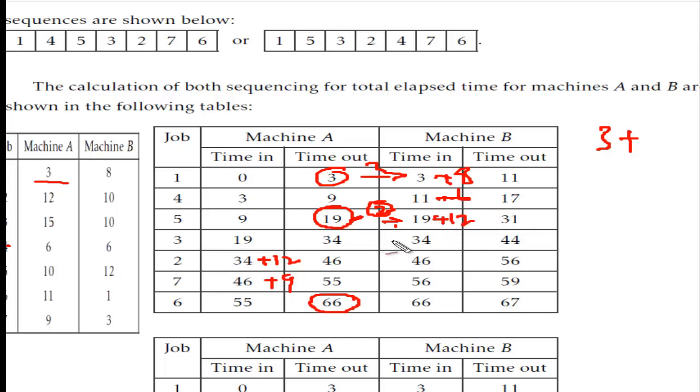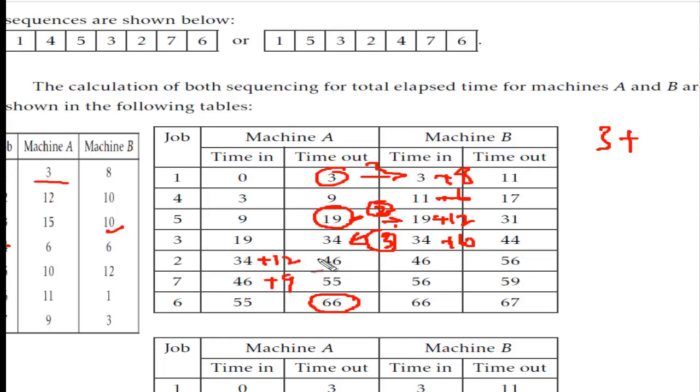So at 31 I could have started this job, but it is already being occupied here, so I have to wait until 34. So 34 minus 31, that is 3 units of time I have to wait here for this thing. And then this third job takes 10 units of time here, so 34 plus 10, that is going to be 44. So I can come here at 44, but it's occupied here.